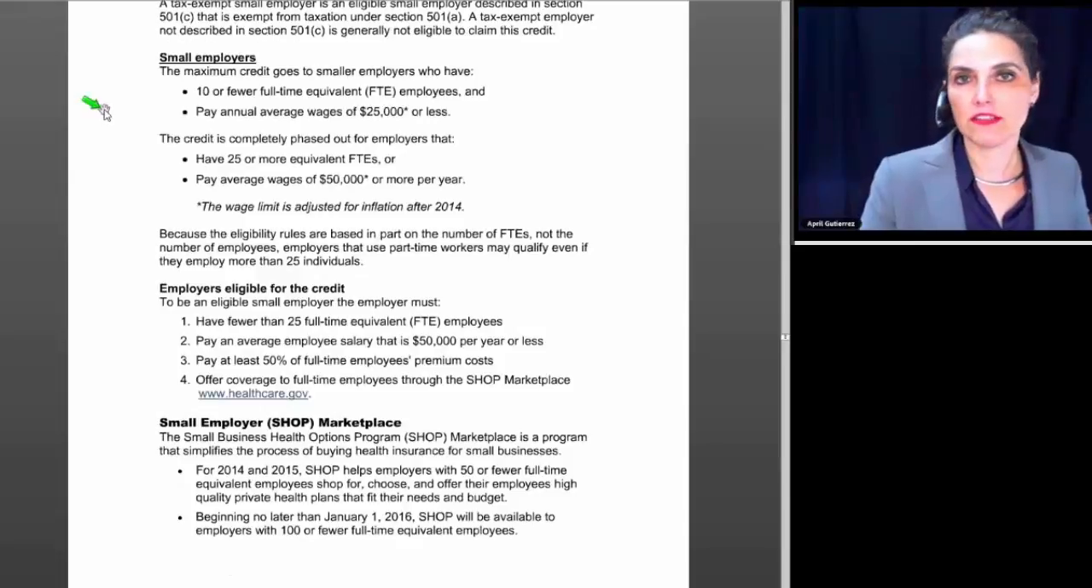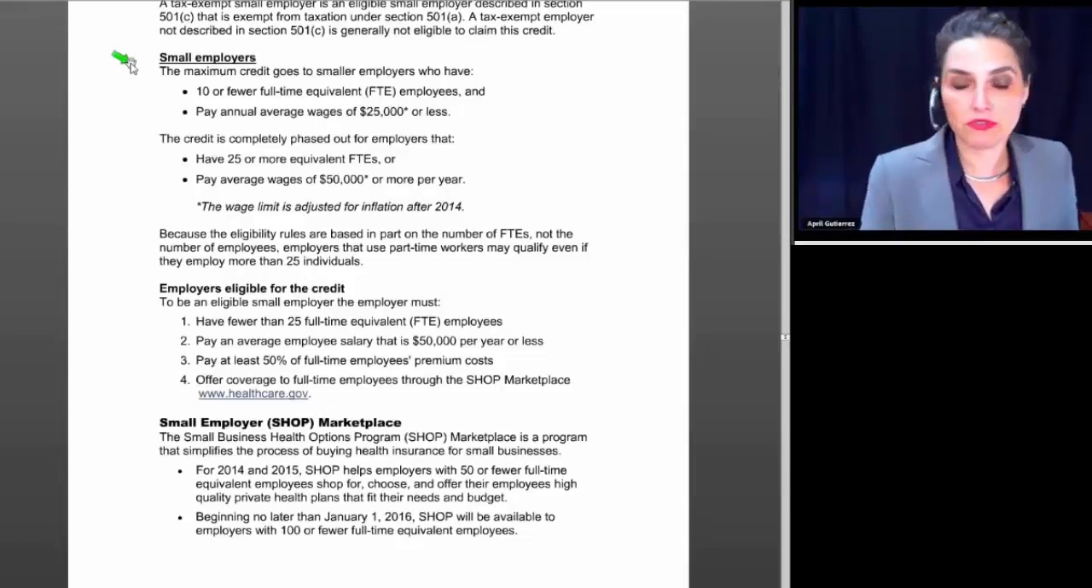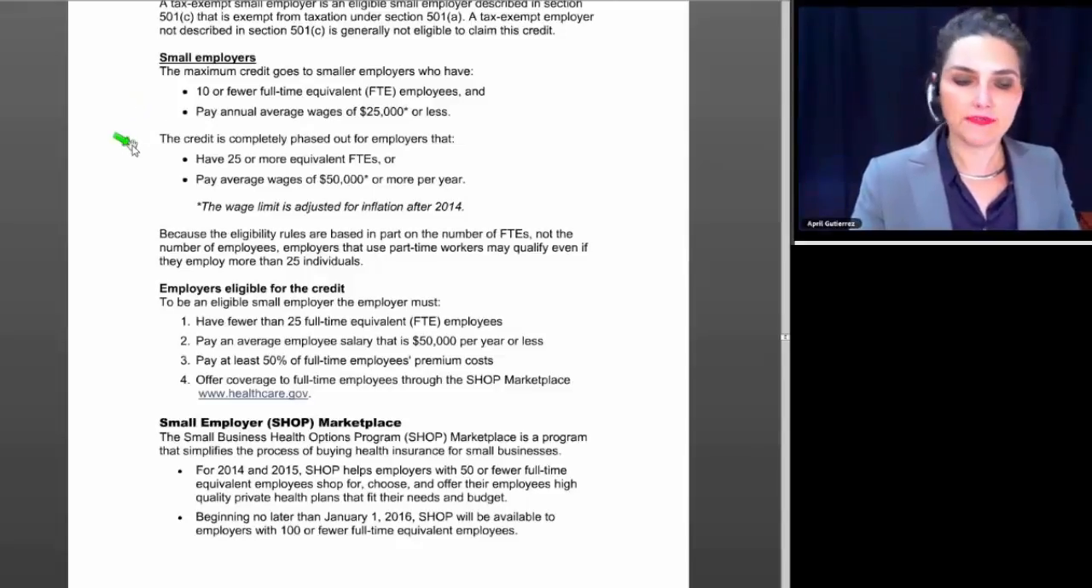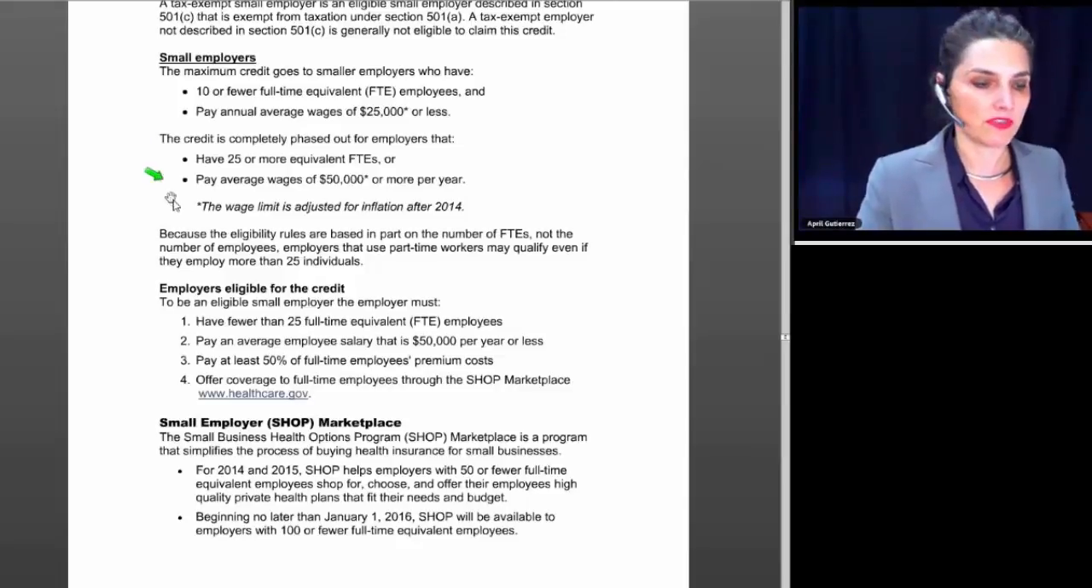So let's take a look at what a small employer is and how to calculate the credit. For small employers, the maximum credit is available only to the smallest of employers who have 10 or fewer equivalent full-time employees and pay average annual wages of $25,000 or less. The credit is completely phased out for employers that have 25 or more equivalent full-time employees or pay average annual wages of $50,000 or more for the year. Also, you should note that the wage limit is adjusted for inflation after 2014.